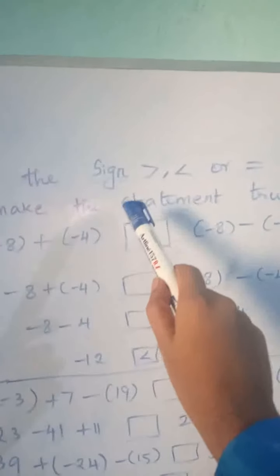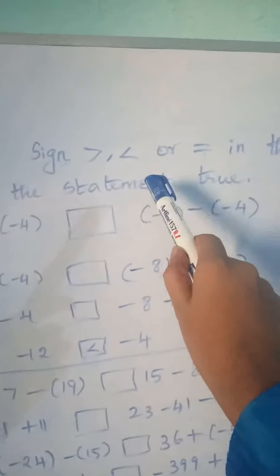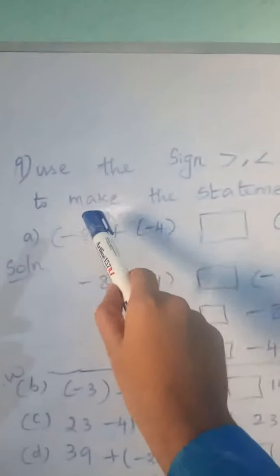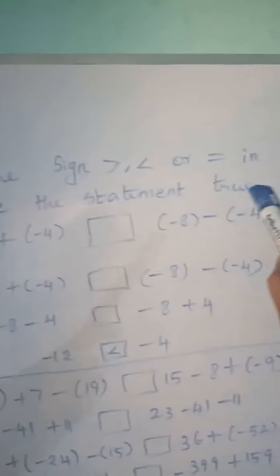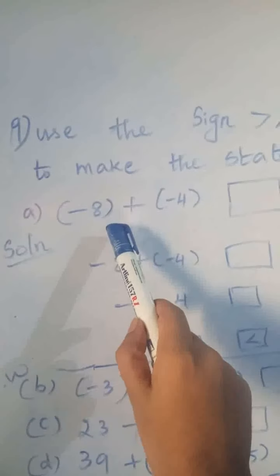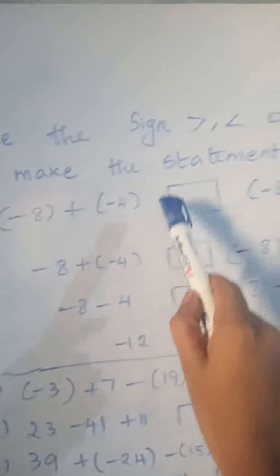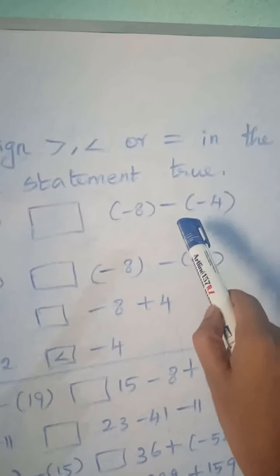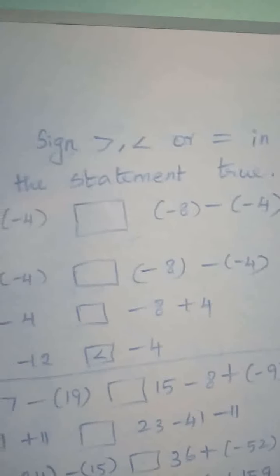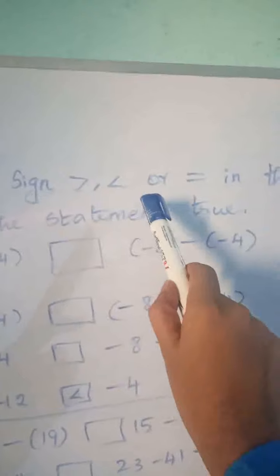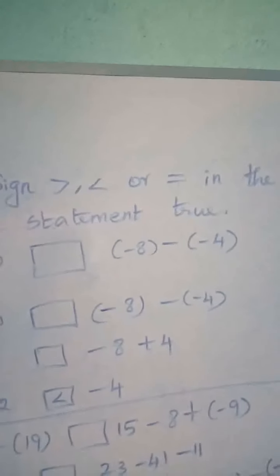Use the sign greater than, less than or equal in the box to make the statement true. See the first question, children. -8 plus of -4, box, -8 minus of -4. They are asking us to use these three signs. What are they? Greater, smaller and equal.